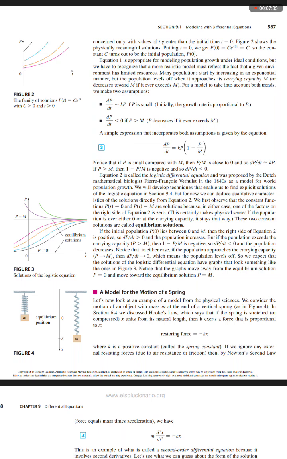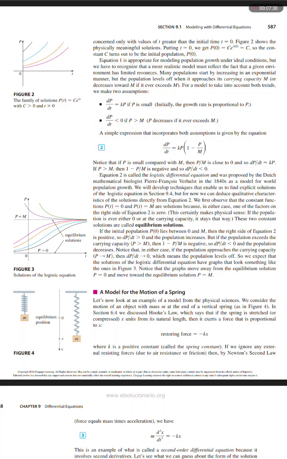Redoing that sentence, notice that if P is small compared with M, then P over M is close to 0, and so the derivative of P with respect to t is approximately kP. If P is greater than M, then 1 - P/M is negative, and so the derivative of P with respect to t is less than 0.